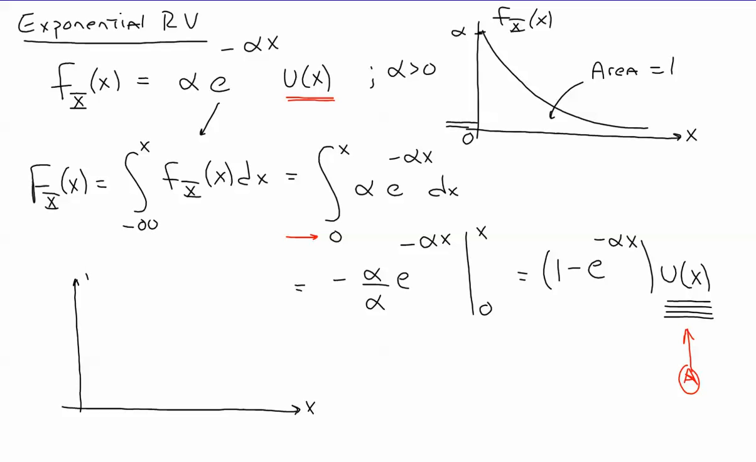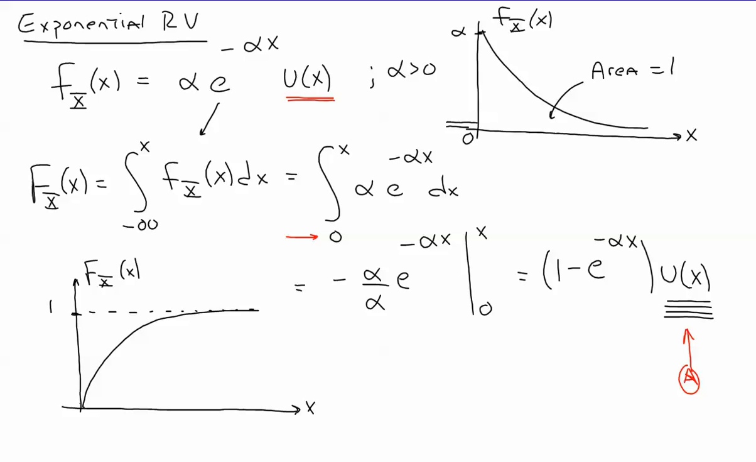it looks something like this. Cumulative distribution function always approaches 1 at x equals infinity. It's going to look something like that. Okay?